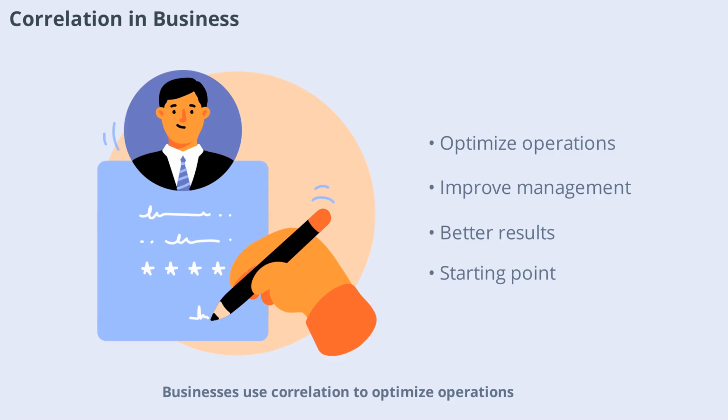Businesses use correlation to optimize operations, such as finding relationships between employee satisfaction and productivity. These insights can lead to better management practices and improved results. But remember, correlation is just the starting point for deeper analysis.